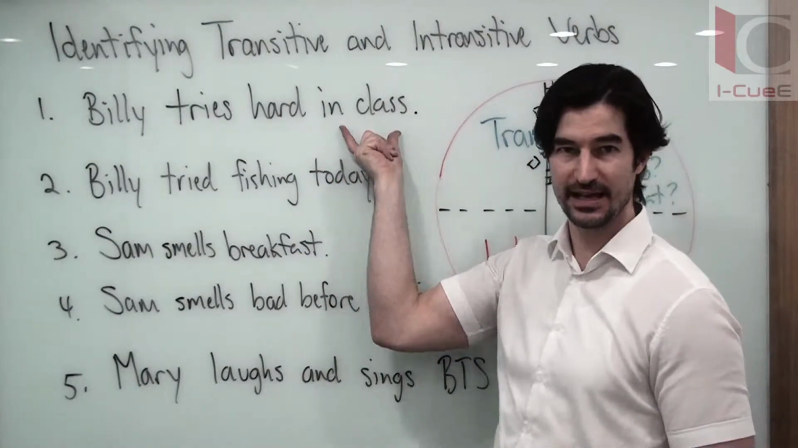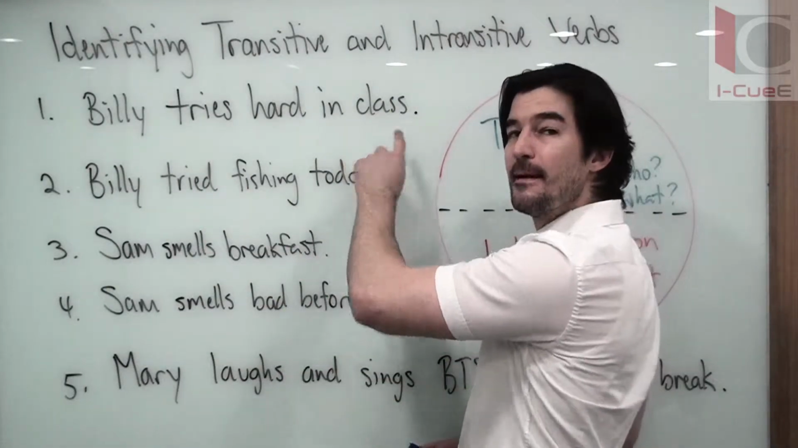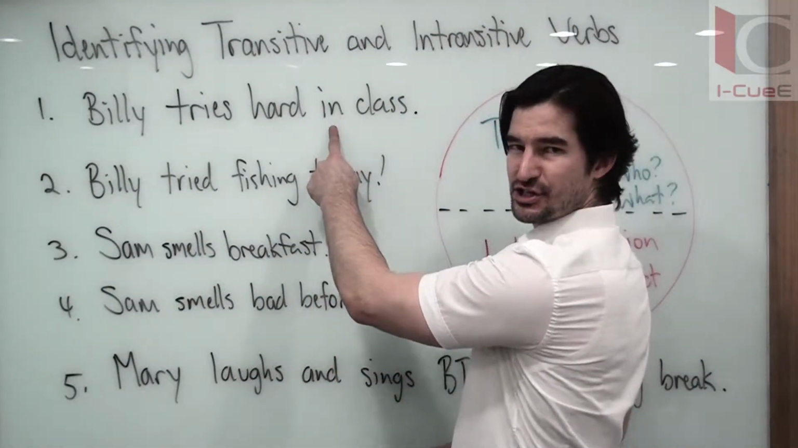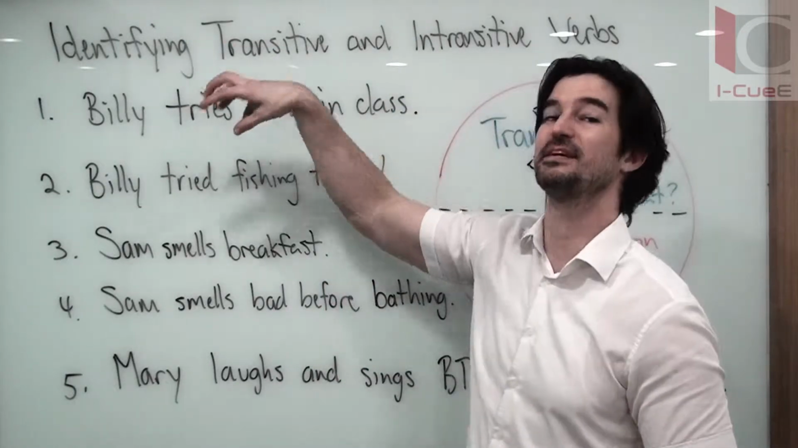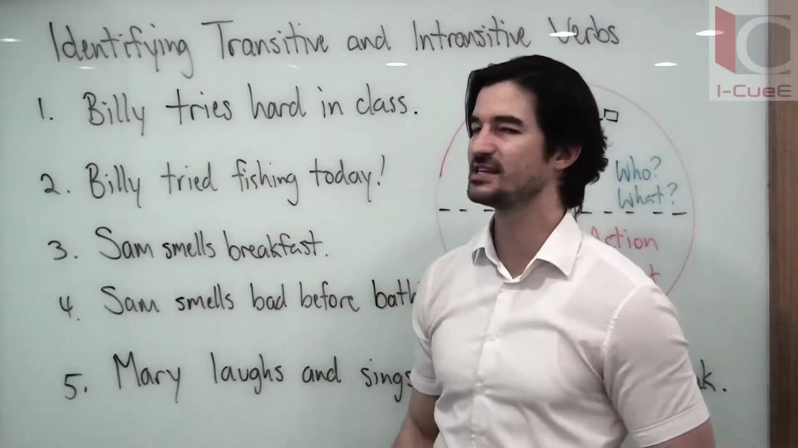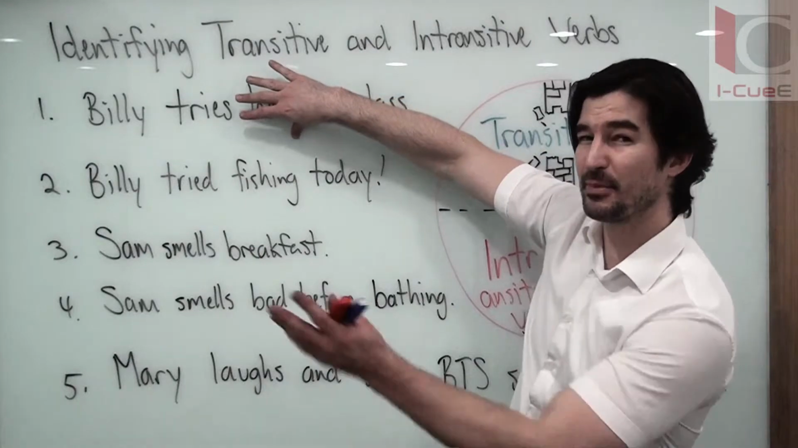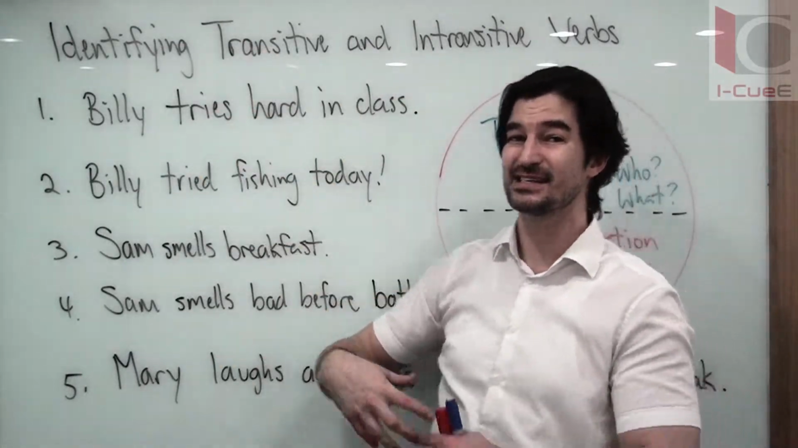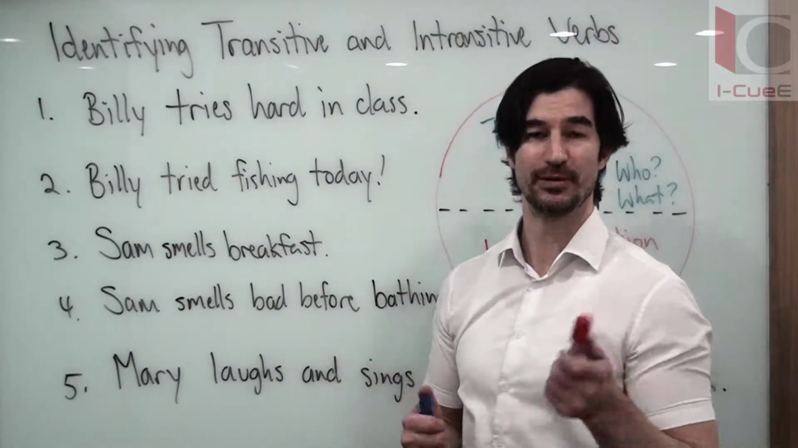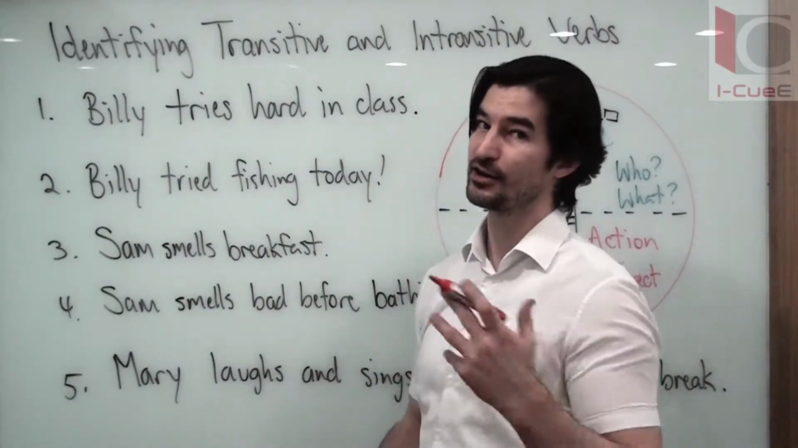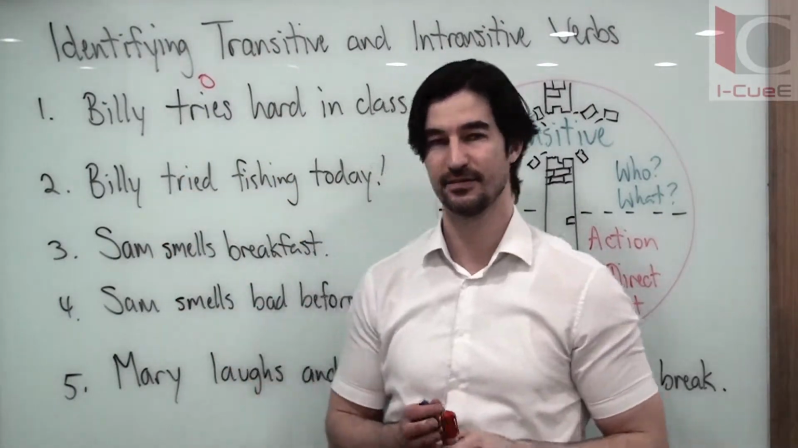a prepositional phrase. So it's true, there is a noun after the verb here, class, but it's the object of this preposition, in. So the object of the prepositional phrase is not going to be the direct object of what does Billy try. So here, we could just say Billy tries. And remember, if you can have those two words as a sentence, generally the verb can be intransitive, and in this case, you would be right. Billy tries hard in class is this word being used as an intransitive verb.